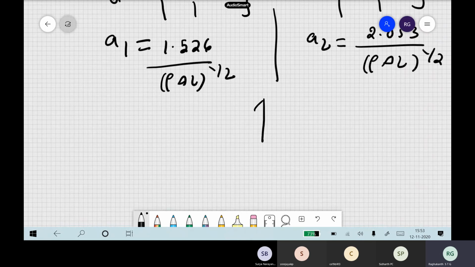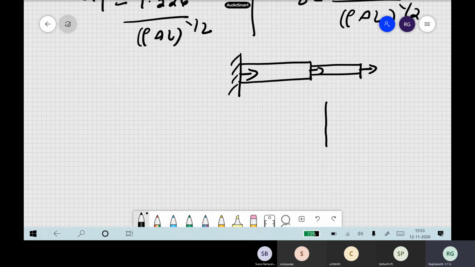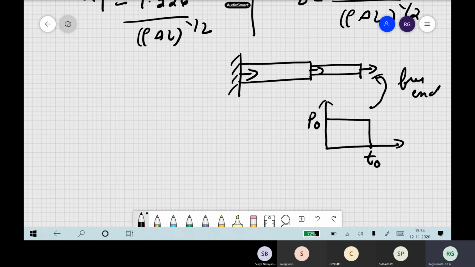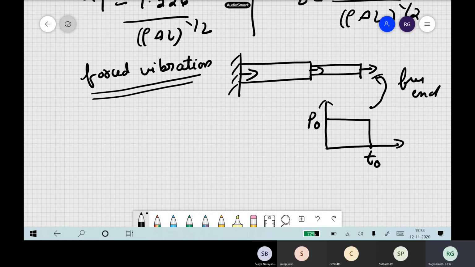Now the same problem, the stepped bar, so everything remains the same. Here I have applied a force at the free end, a pulsating load, some pulse kind of a thing. The amplitude is P naught, and the load is applied up to some T naught, at the free end. So this is a forced vibration, and you have to find out the response of this bar subjected to pulse load at the free end.